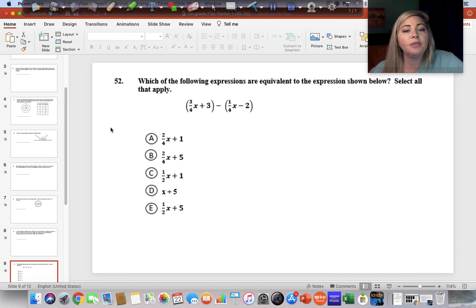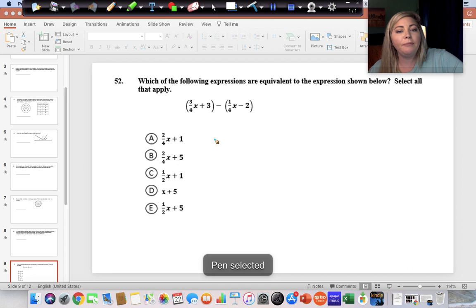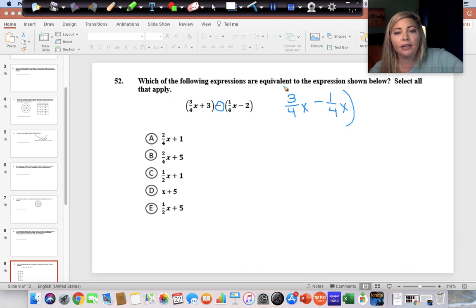Which of the following expressions are equivalent to the expression shown below? Select all that apply. Okay, well, what we want to do here is combine like terms. So I'm going to rewrite this expression with like terms combined. 3/4 x, and this is a subtraction, so we are subtracting 1/4 x. We're going to put that together because our x's go together. And then we're going to put our constants together. Our constants are just the regular numbers, this +3 and this -2.